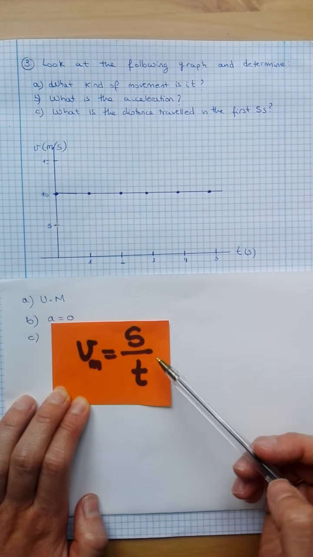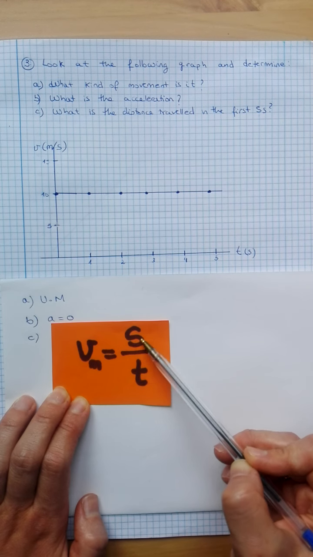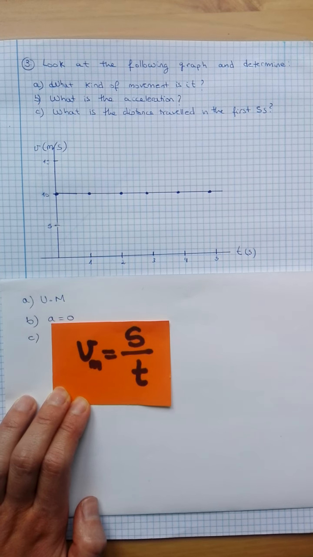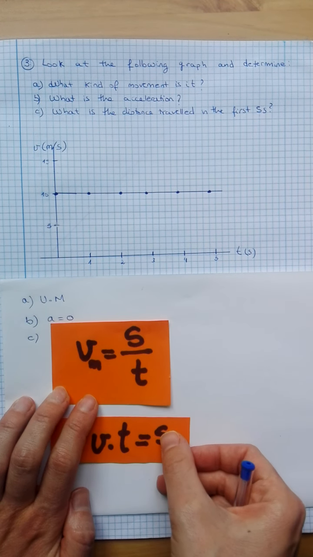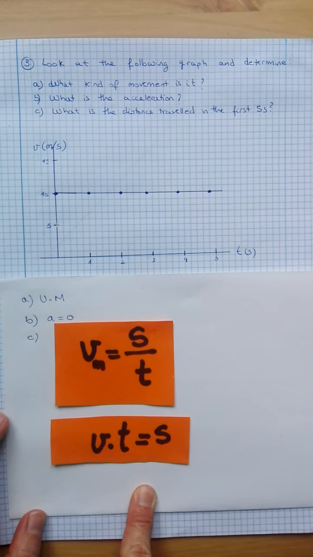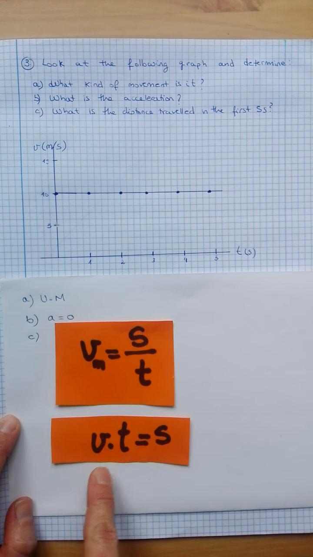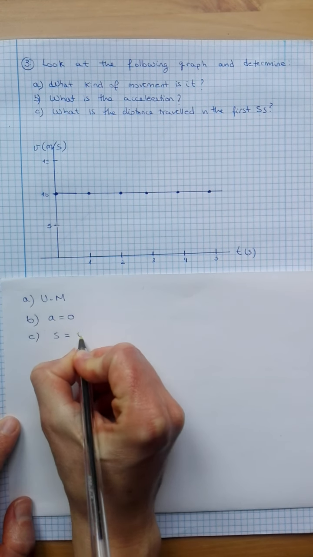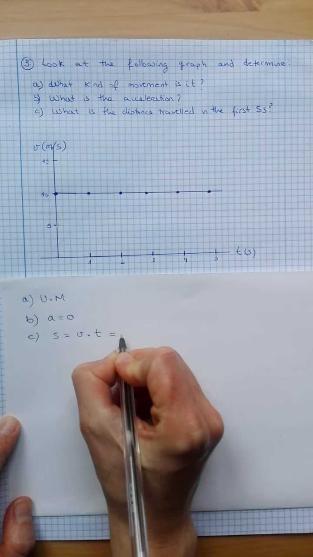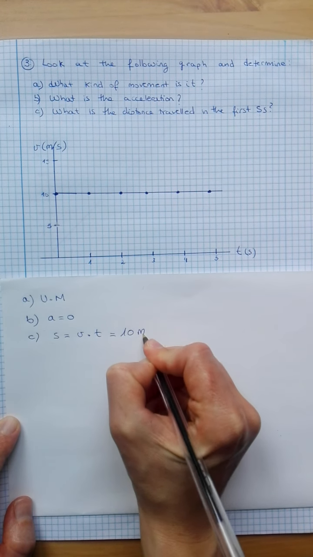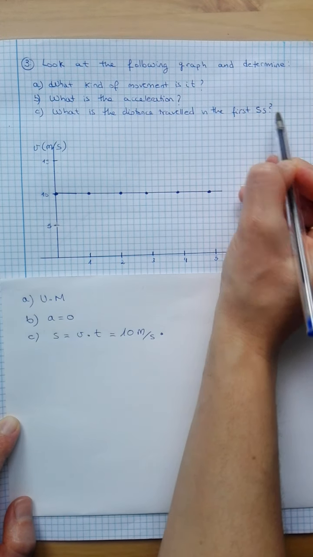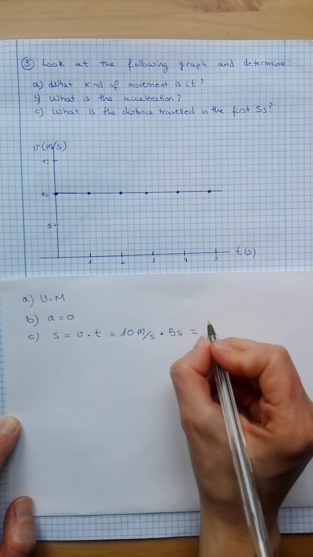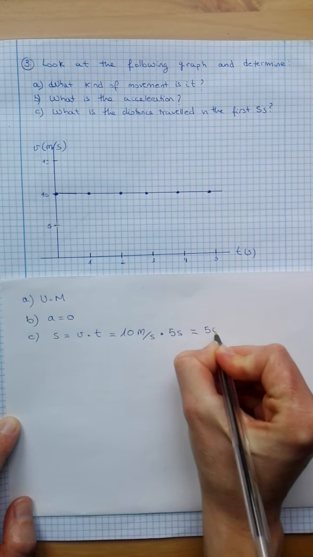So what we need to do is calculate the distance traveled. So we need to take the time to the other side of the equation, multiplying, okay? So the distance traveled equals the speed multiplied by the time. This is the speed, 10 meters per second, multiplied by the time. They ask us about the distance traveled in 5 seconds. So 10 multiplied by 5, 50.